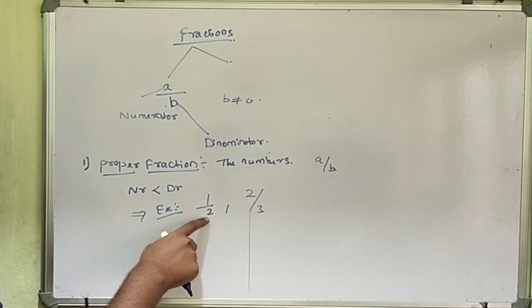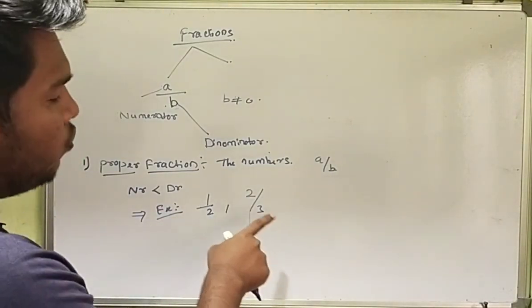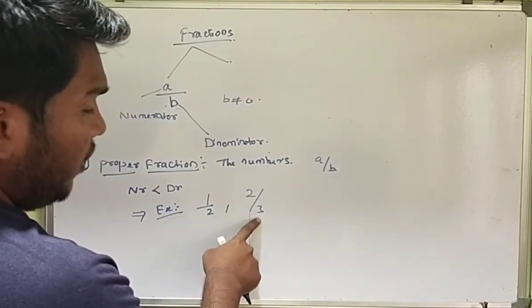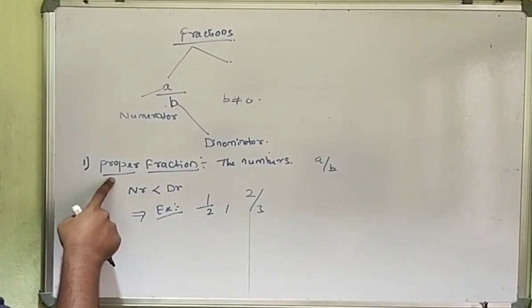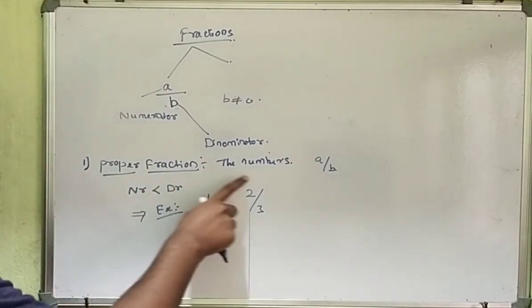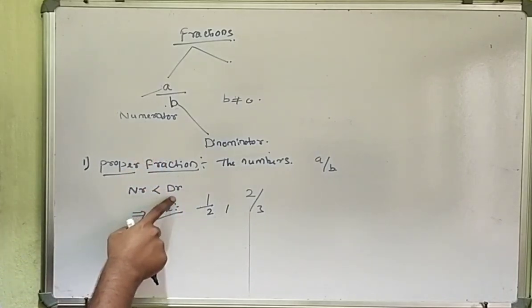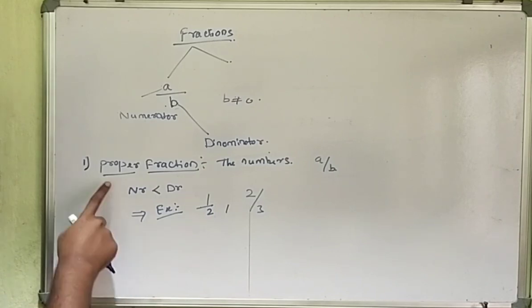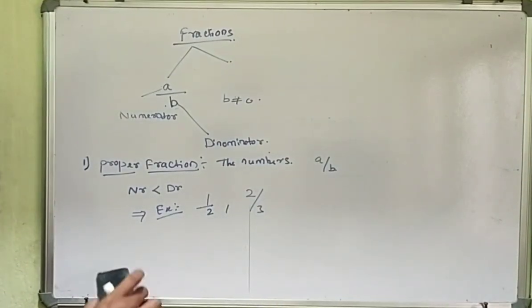Here the numerator is 1, the denominator is 2. In the example 2 by 3, 2 is the numerator and 3 is the denominator. This is the definition of a proper fraction: the numbers expressed in the form of a by b, where the condition is that the numerator should be less than the denominator. Examples: 1 by 2, 2 by 3. So this is the definition and example for proper fraction.